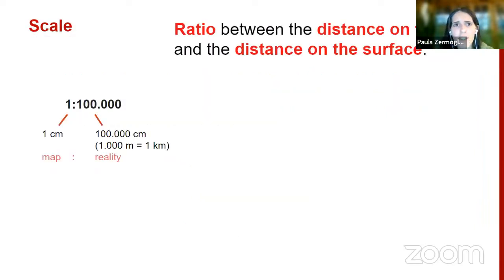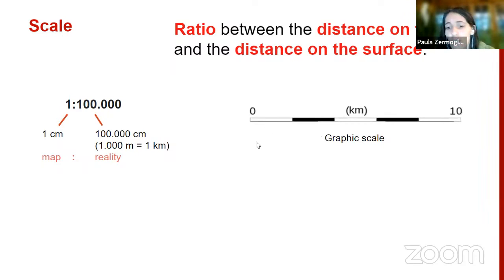Scale is the ratio between the distance that we see on the map, that we can measure with a ruler, and the real distance on the surface of the Earth. We usually represent it in this manner. We have a number: 1 here represents 1 centimeter on the map, and it represents 100,000 centimeters in reality. That is a kilometer. So we use map, colon, reality. That's the way in which we usually express the scale.